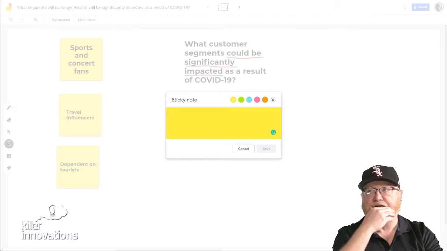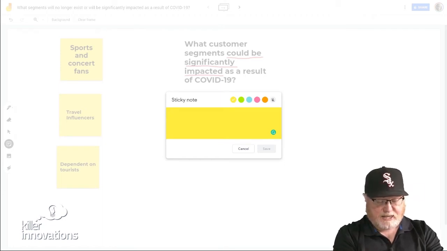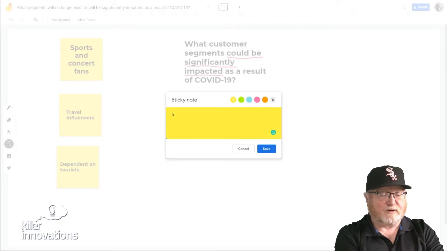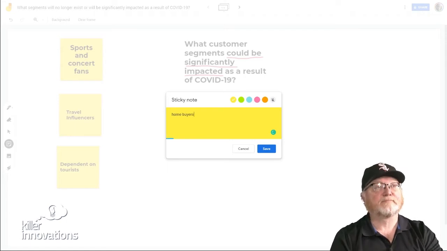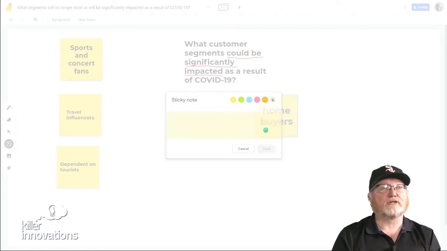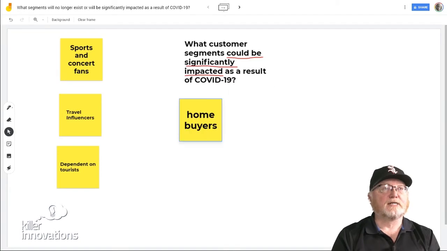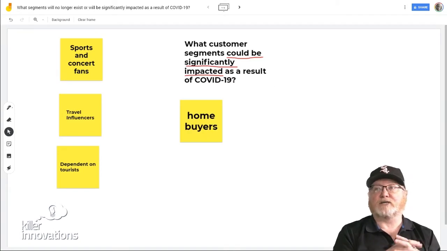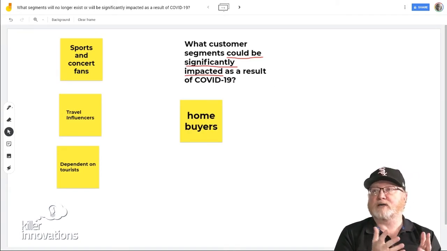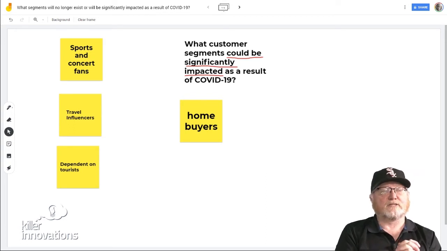So the other one, and this one's an interesting one, is home buyers. Now, the logical thing here with home buyers: is this tied to the fact that people are not buying homes, or is the makeup of a home different? I was talking with a number of people this week, friends and colleagues, etc.